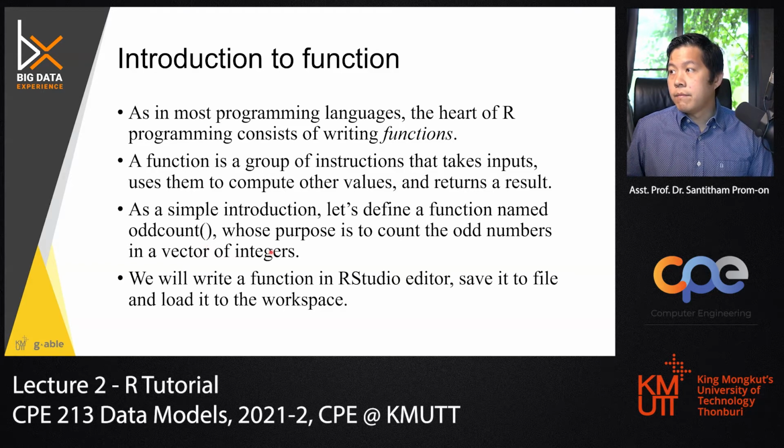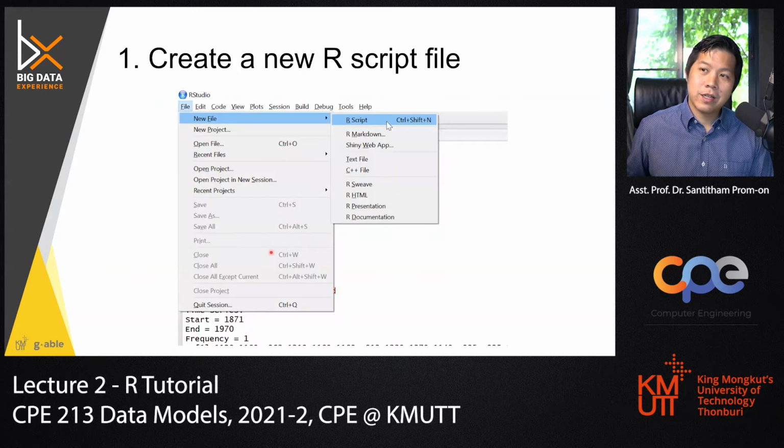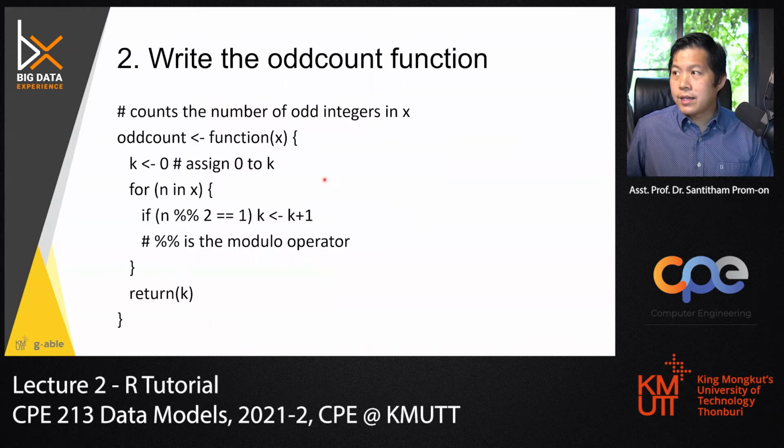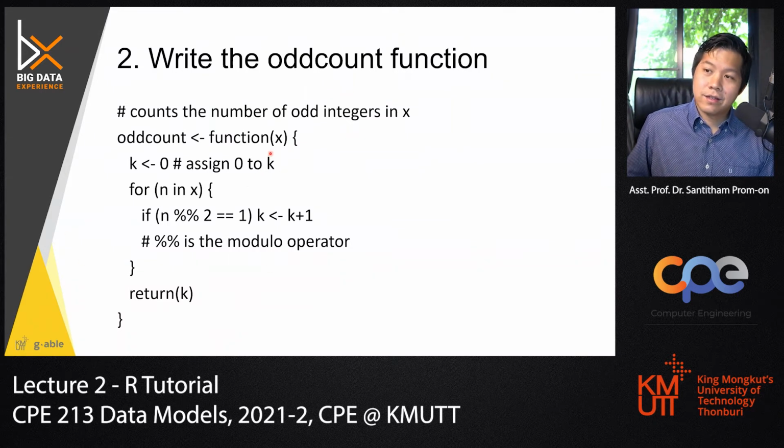The way to create a function, you can type it in the console, but I would not recommend that. We are going to create a new script. To create a new script, you can just go to File, New File, R Script, and then type in the code here. And this code would count the odd numbers.